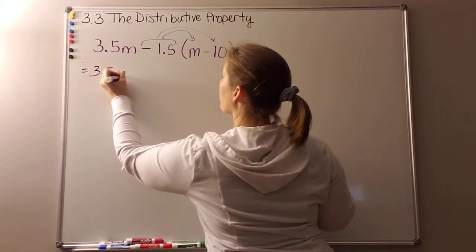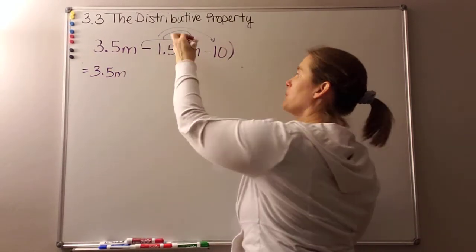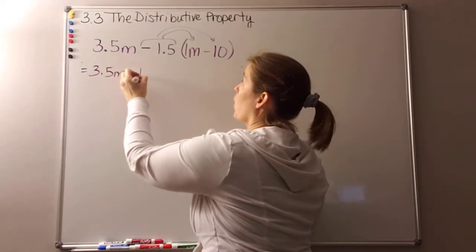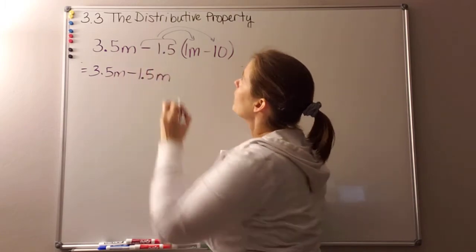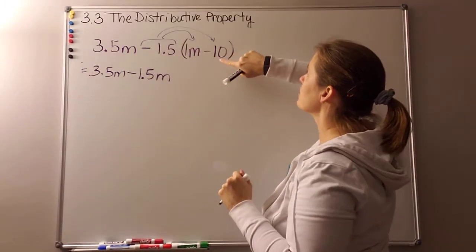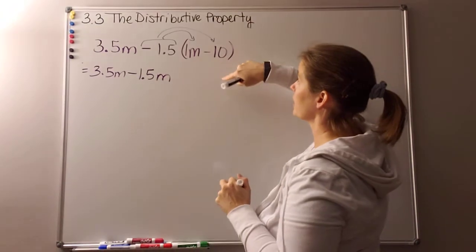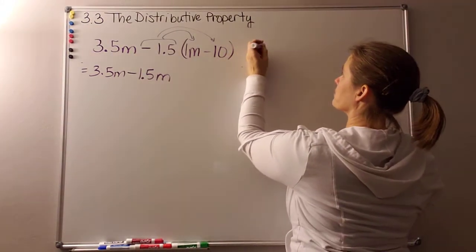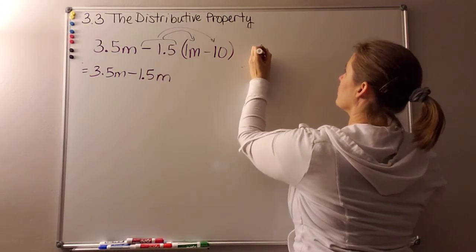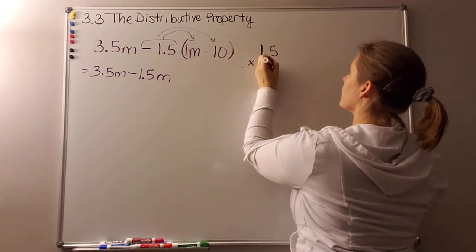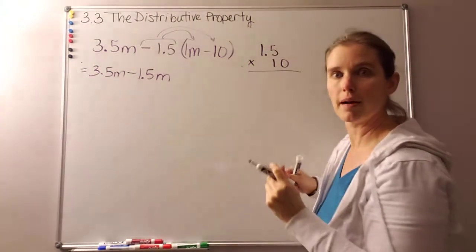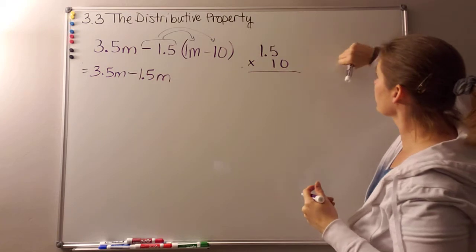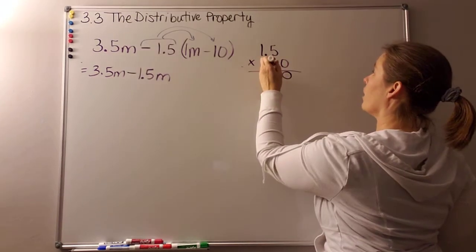Negative 1.5 times m, remember there's an invisible 1, so that's just minus 1.5m. Now we have to do negative 1.5 times negative 10, because there's a minus there, so it's negative. All right, let's just do that on the side here. I'm going to put 1.5 on top times 10. Remember this trick when you multiply by 10 or numbers ending in 0? Put the zeros at the end off on the side. They just drop down. Now multiply.